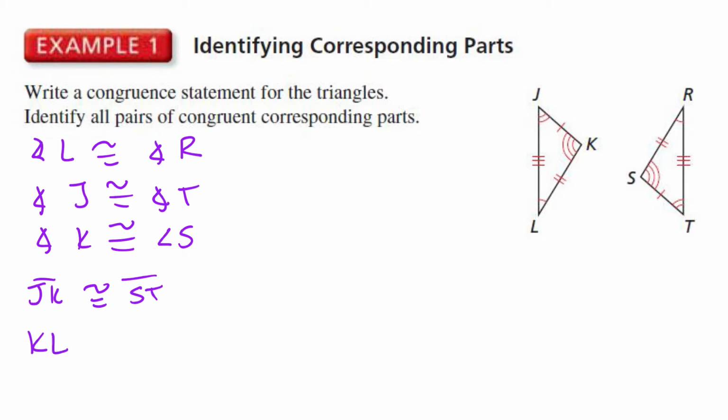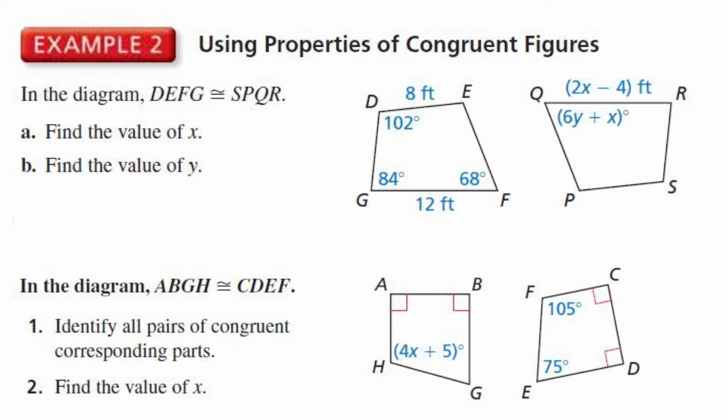Length KL is congruent to SR, and then length JL is congruent to RT. So now we're using the properties of congruent figures to solve for variables. In part A, it says find the value of x.